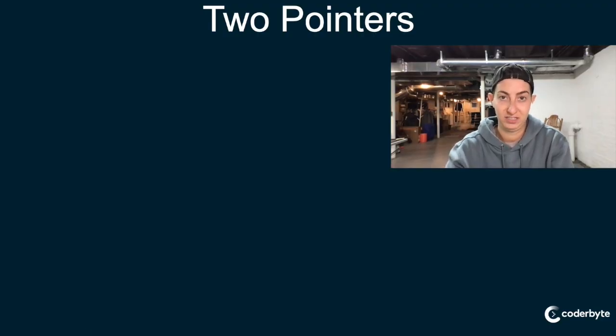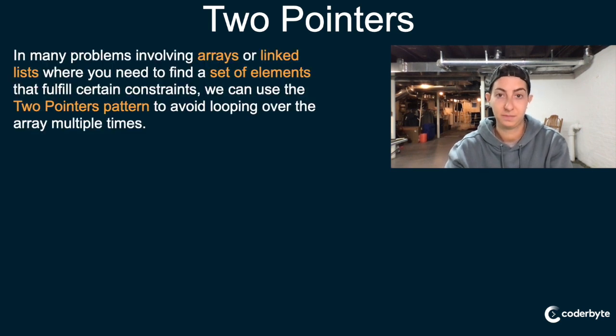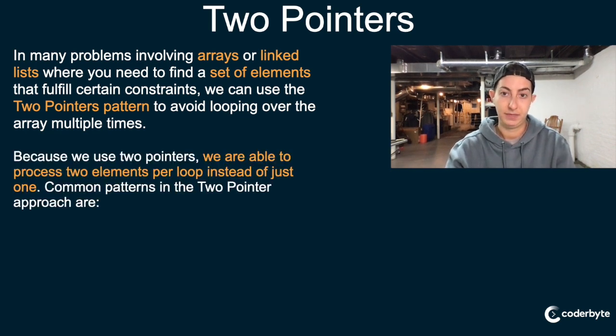As usual, we're going to just go over the pattern really quick, and then we will jump right into the problem. So in many problems involving arrays or linked lists where you need to find a set of elements that fulfill certain constraints, we can use this two pointers pattern to avoid looping over the array or list many times, depending on the problem. Because we're able to process two elements per loop instead of just one, it saves time when we talk about our time complexity of any problem.